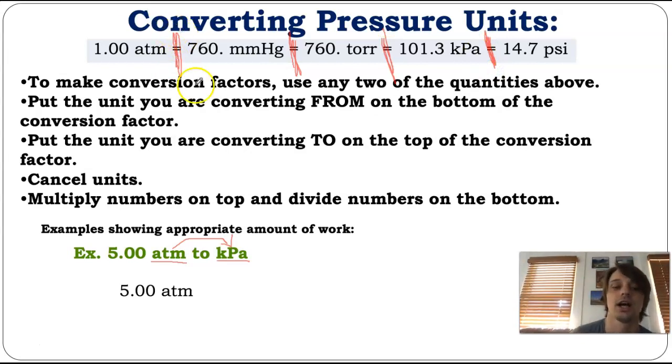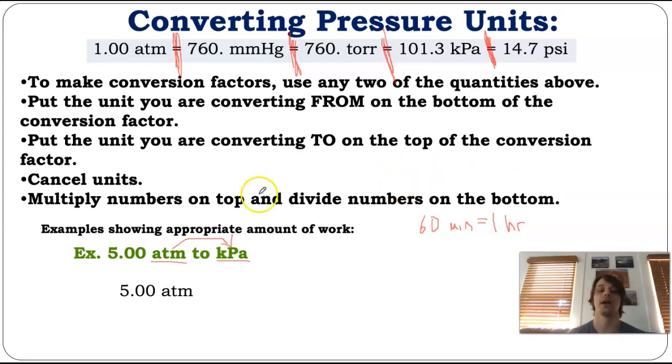I like to draw a line between each of these because I don't want you to be confused, and some students look at this as millimeters of mercury equals 760 or torrs equals 101.3. It's 1 atmosphere equals 760 millimeters of mercury equals 760 torrs equals this. These are all equal to one another, just like 60 minutes equals an hour. I'm doing the best I can with writing here, but hopefully you see the point. These are conversion factors used to convert between different units.